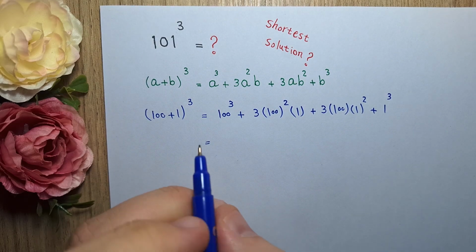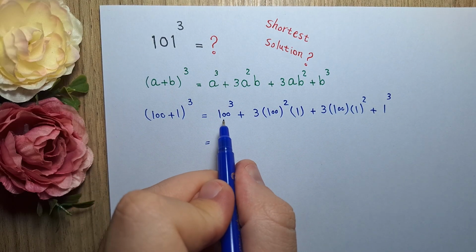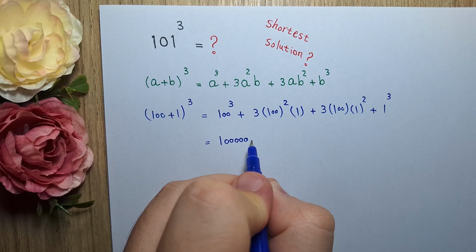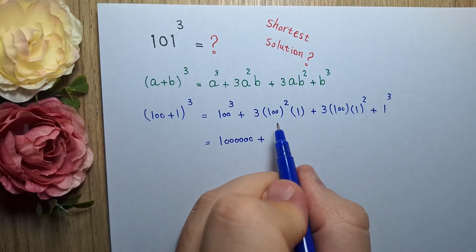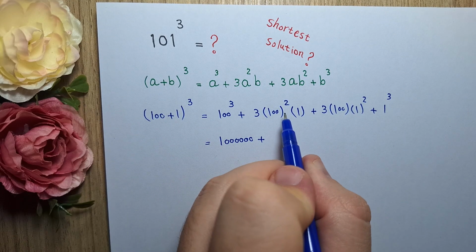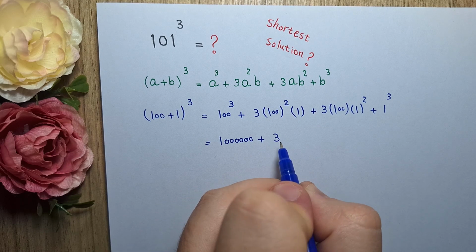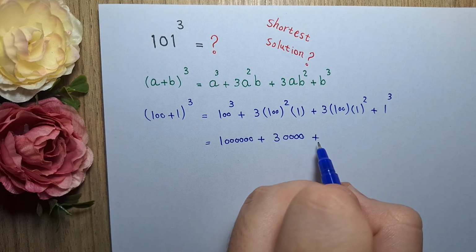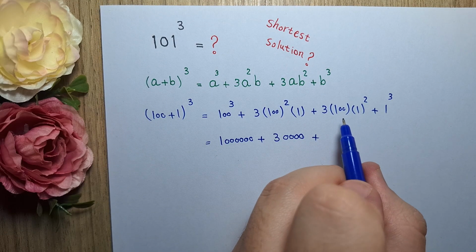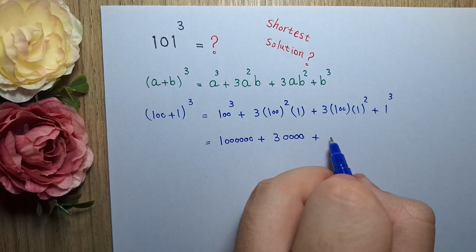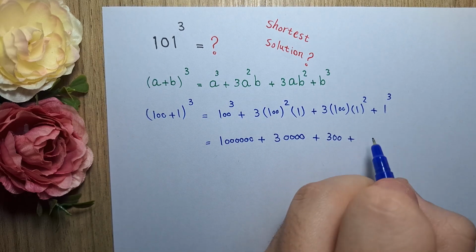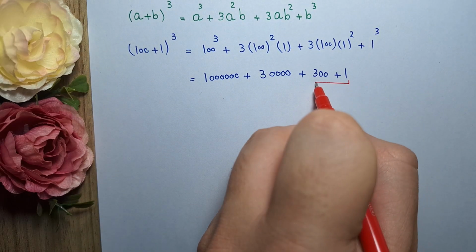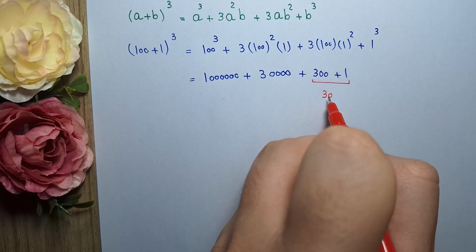And it is equal to, in here we write 1 and put 6 zeros in front of this 1: 1,000,000. Plus 3 times 100 squared, so we write 3 and put 4 zeros after 3: 30,000. Plus, 1 squared is 1, 1 times this is 300, and plus 1 cubed, or 1. 300 plus 1 is 301.